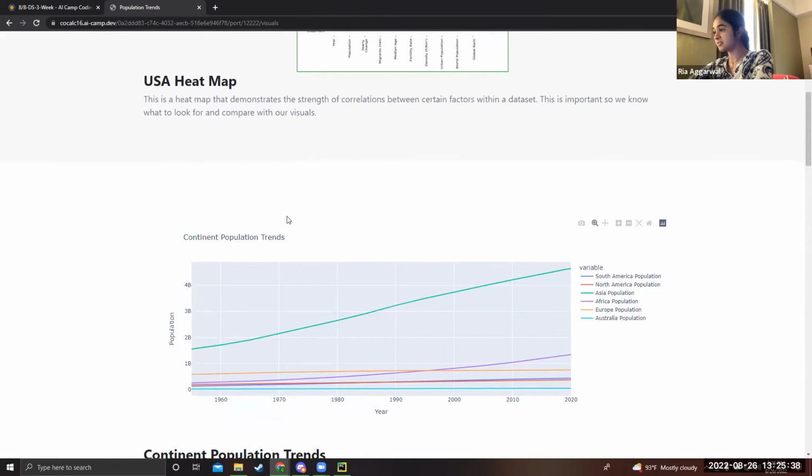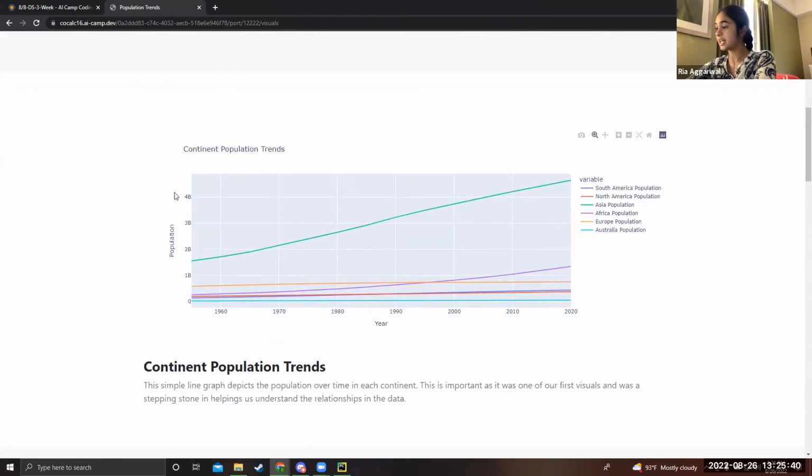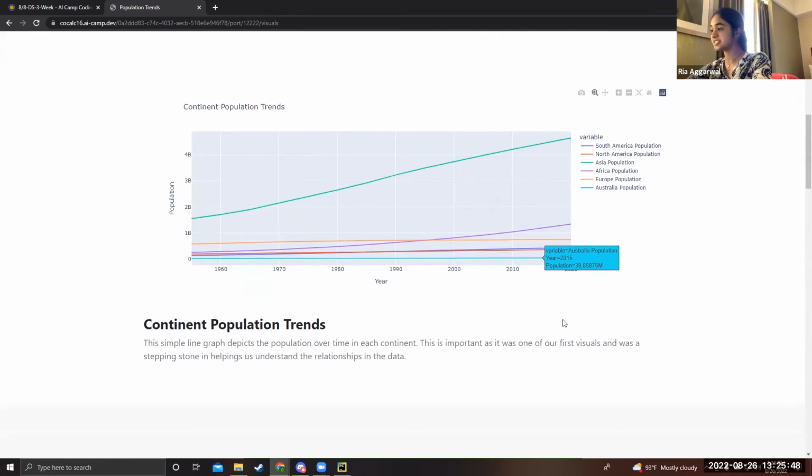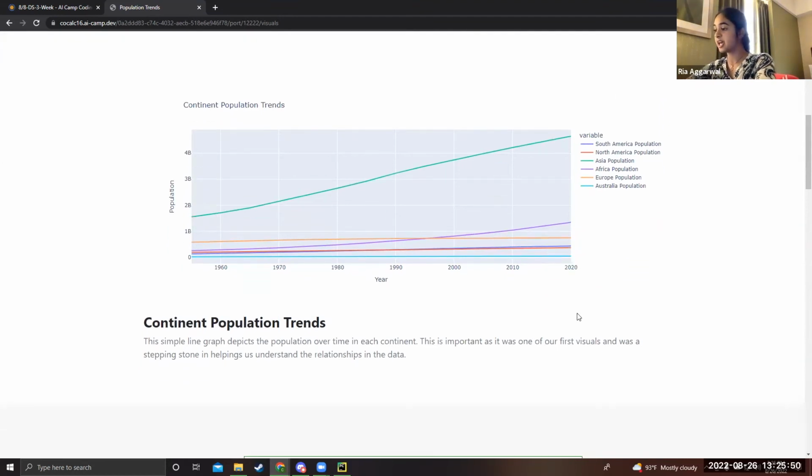So if you continue going down, you can see a simple line graph that shows the continent population trends of the 6 continents, excluding Antarctica. And this is important because this is one of our first visuals that we use. And it was like a stepping stone to help us understand the different relationships in the data. And as you can see, the Asian population is way above all the other continents, which does make sense given the past history and how it's the most populated continent.